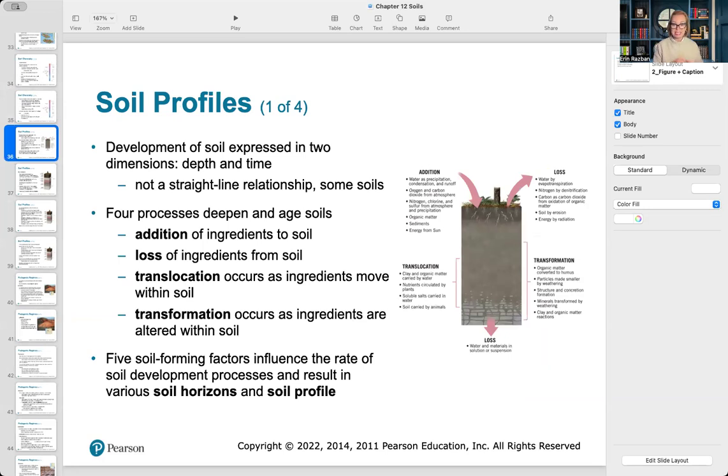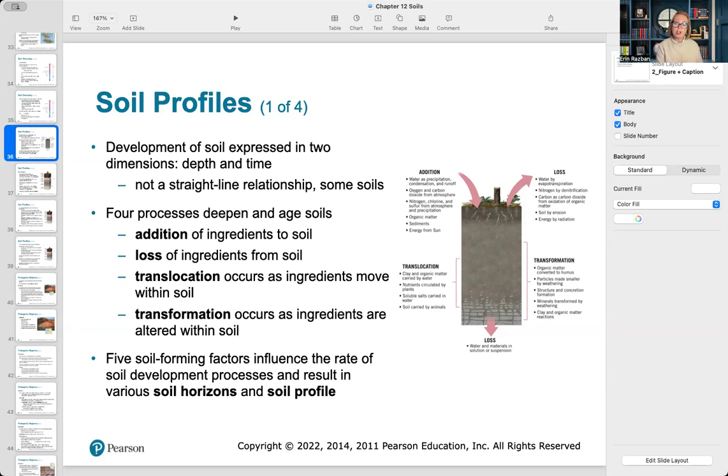Soil isn't static. It's a dynamic system that changes through four key processes: addition, loss, translocation, and transformation. The first one, addition, is when new materials are being brought in. The second one, loss, is when materials are being removed. The third one, translocation, is when materials move within the soil. And the fourth one, transformation, is when materials change their chemical or physical properties.